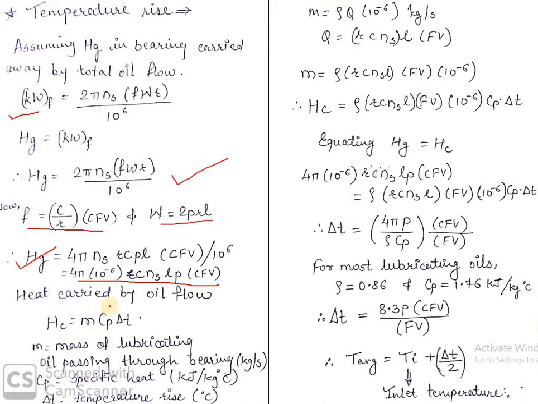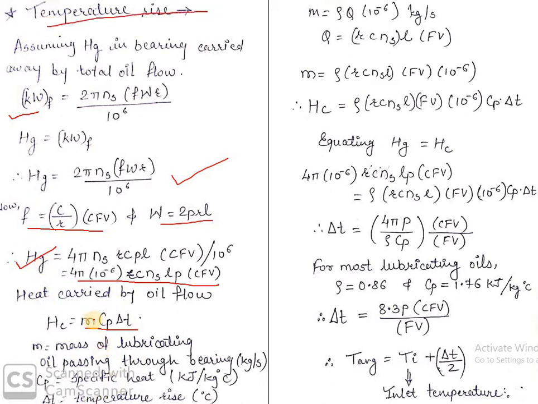Now next is heat carried by oil flow. We know that heat carried by oil flow is given by mCp delta T, where m is the mass of lubricant oil passing through the bearing, in the unit kg per second, and Cp is specific heat, kilojoule per kg degree Celsius. And delta T is nothing but the temperature rise. Now our area of interest is to find out the temperature rise in the bearing.